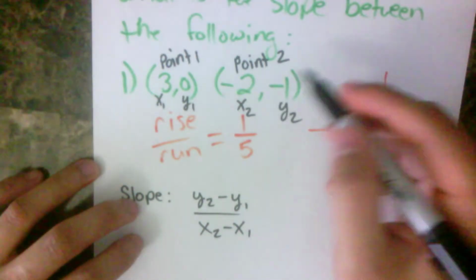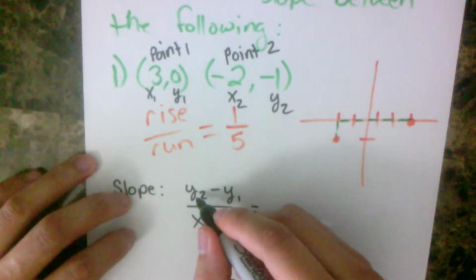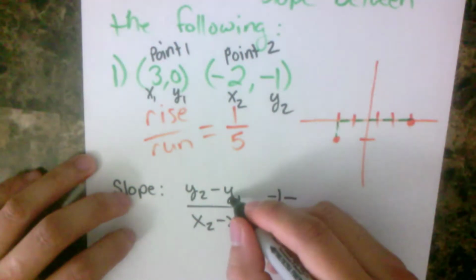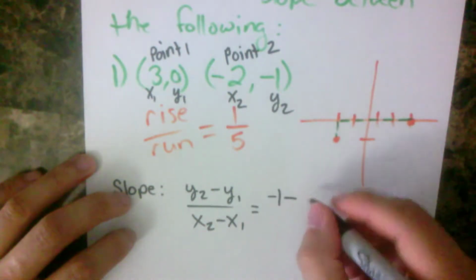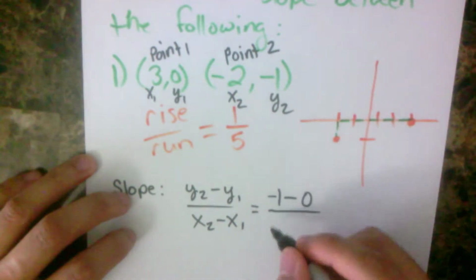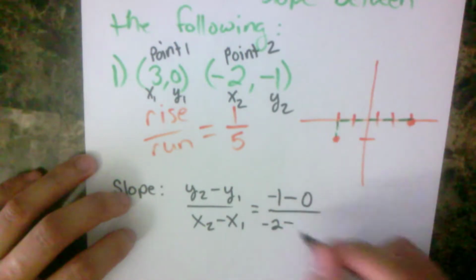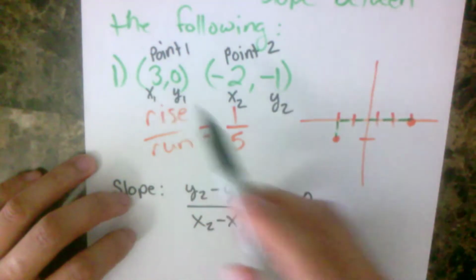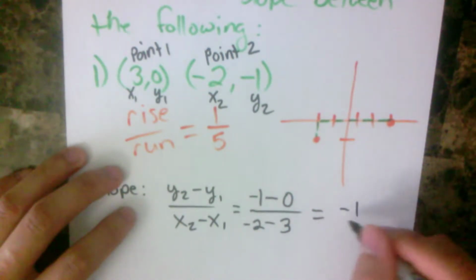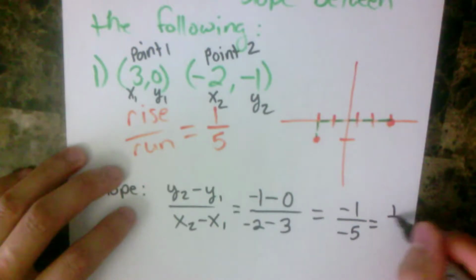Now that you have all that labeled, as soon as you labeled your x1, y1, x2, y2, all it is is plugging it in. So instead of y2, we'll write negative 1. And then a minus sign. And then y1, so whatever y1 was, which is 0 in this case. And then x2, so let's look at x2 as negative 2. And then minus, so see that minus sign, we gotta write our minus sign, x1, which is 3. And let's just do the math. Negative 1 minus 0 is just negative 1, over negative 2 minus 3 is negative 5, and a negative divided by a negative is a positive 1 over 5.